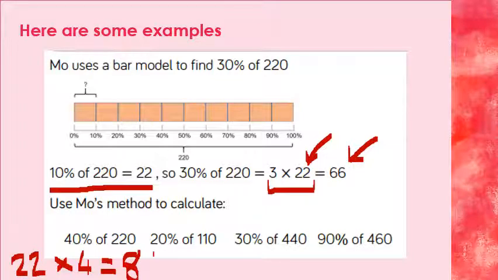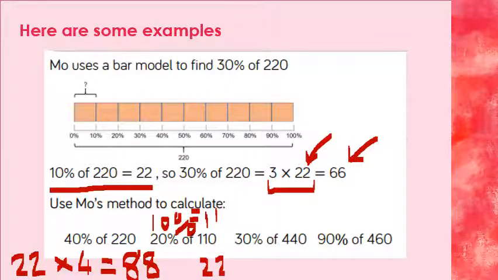So we know that 40% of 220 is 88. What about 20% of 110? Well, first of all, we need to figure out 10% of 110. So 10% of 110 is 110 divided by 10, because we know the unit equivalent is 1/10. So that would be 11. So 10% of 110 is 11. So 20% of 110 would be 11 multiplied by 2, which would be 22.